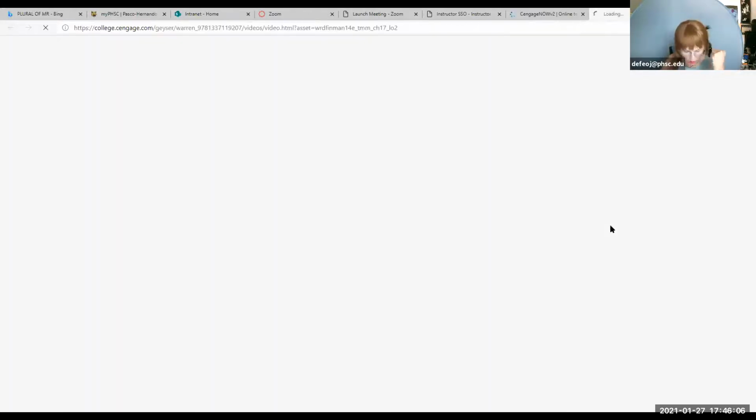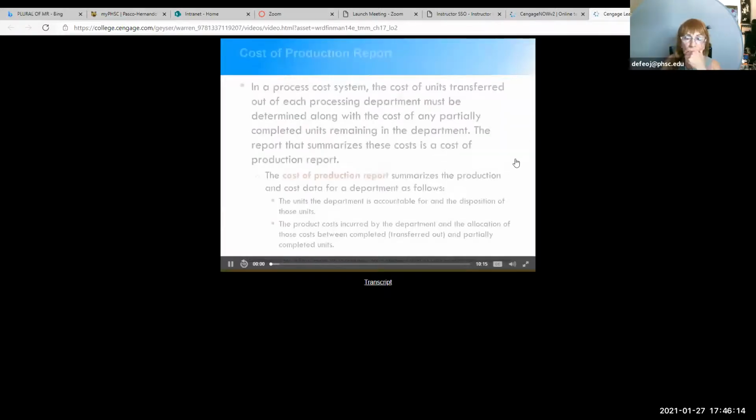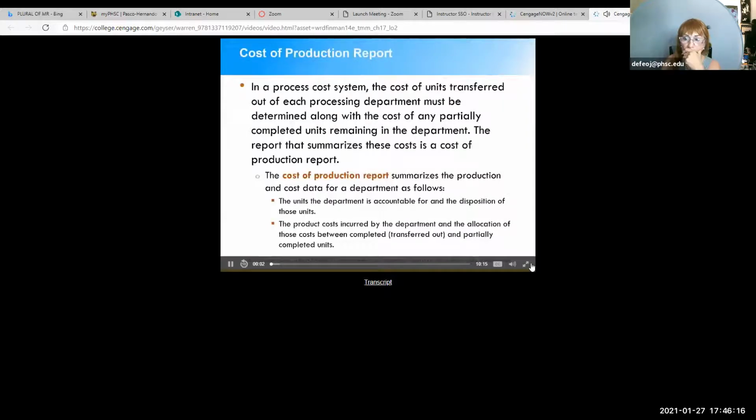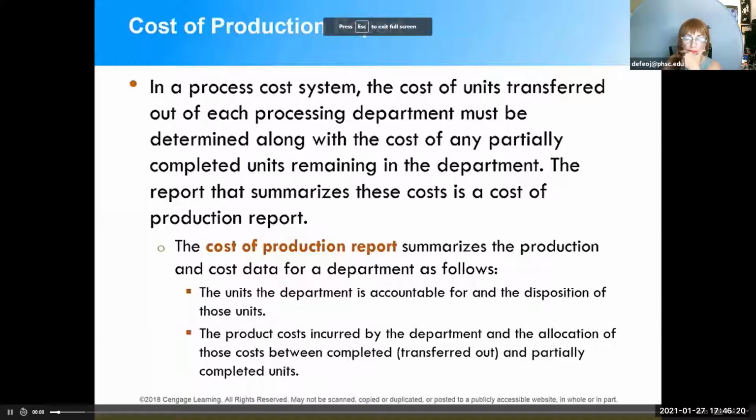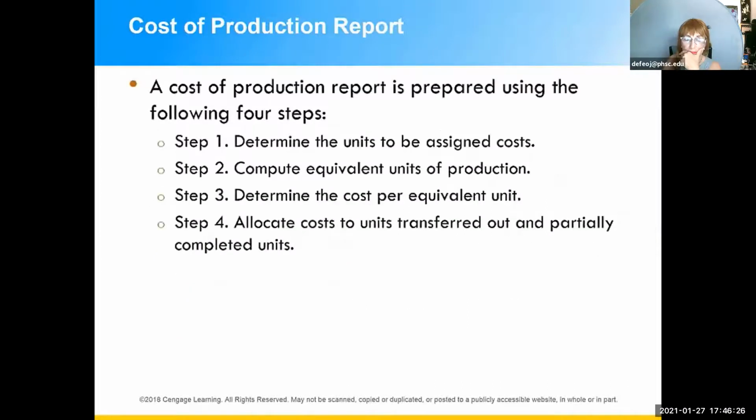Here's the preparation of a cost of production report. The cost of production report summarizes the production and cost data in terms of units for which the department is accountable for and the product costs incurred and assignable to those units. There are 4 steps involved in preparing a cost of production report. Each of these steps will be described in this e-lecture.